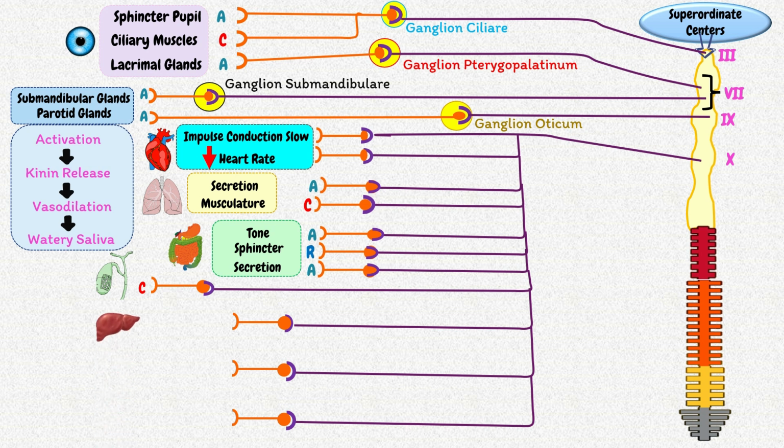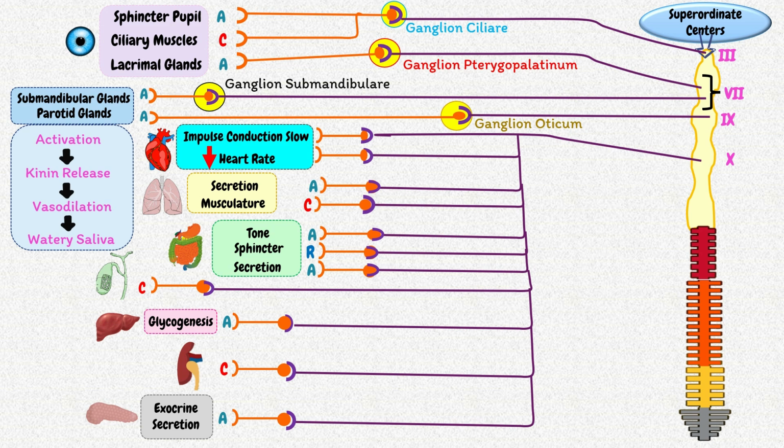When it acts on the liver, it causes activation of glycogenesis, which is the formation of glycogen from sugar. On the pancreas, its effect is that it causes activation of exocrine secretion. If the effector organ is the ureter, then it causes contraction of the ureter.